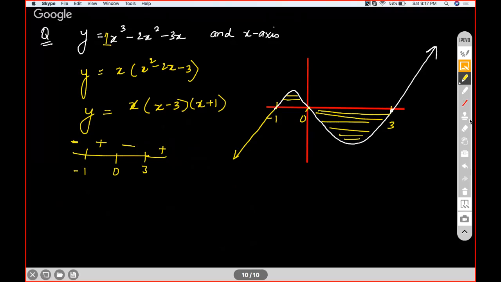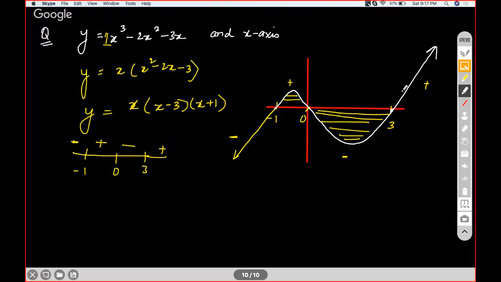Wait, so why does it go down before 0? Shouldn't it go down after? Oh, never mind. So plus, minus. Plus means up. Yeah. This is plus side, minus side, again plus side, minus side. Okay?